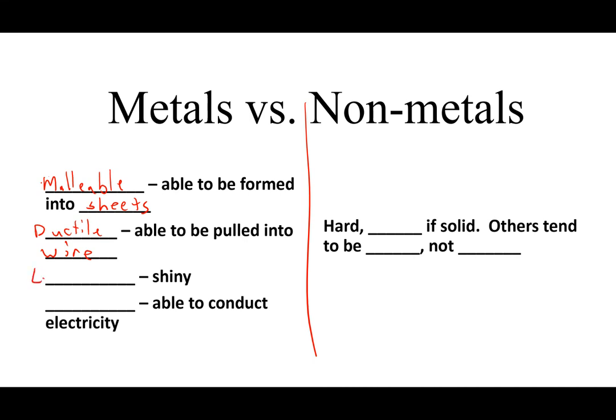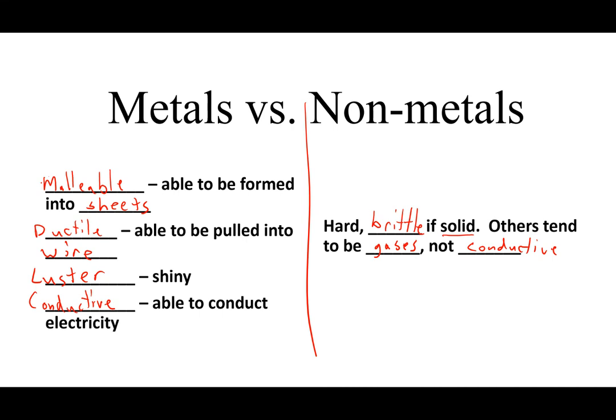What is a word for shiny? That's luster. Metals have luster, and it means they are shiny. And they are conductive, which means they are able to conduct electricity. Non-metals, on the other hand, if they're solid, they're hard and brittle. They're not malleable. They'll snap and break easily if you put pressure on them. Others tend to be gases. A lot of the non-metals are gases, and none of them in general are conductive.